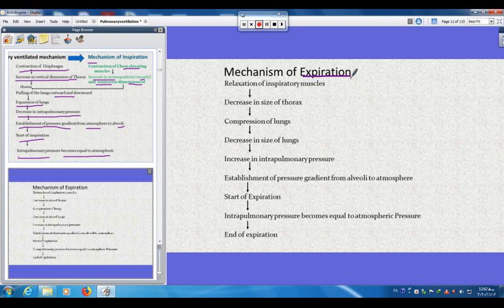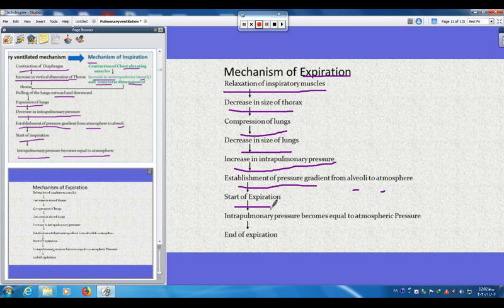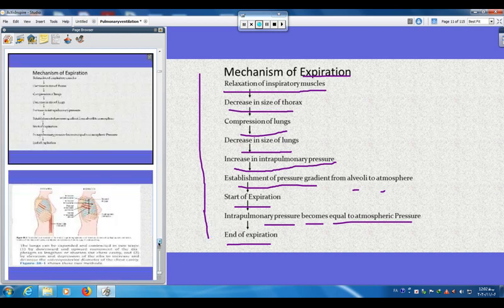Okay, and the other process is expiration. Expiration is the opposite of inspiration. This mechanism starts with relaxation of the respiratory muscles. This causes a decrease in the size of the thorax, compression of the lungs, a decrease in the size of the lungs, and an increase in the intrapulmonary pressure. Establishment of the pressure gradient from the alveoli to the atmosphere starts expiration. Intrapulmonary pressure becomes equal to atmospheric pressure at the end of the expiration. Okay, and this shows the mechanism of expiration.